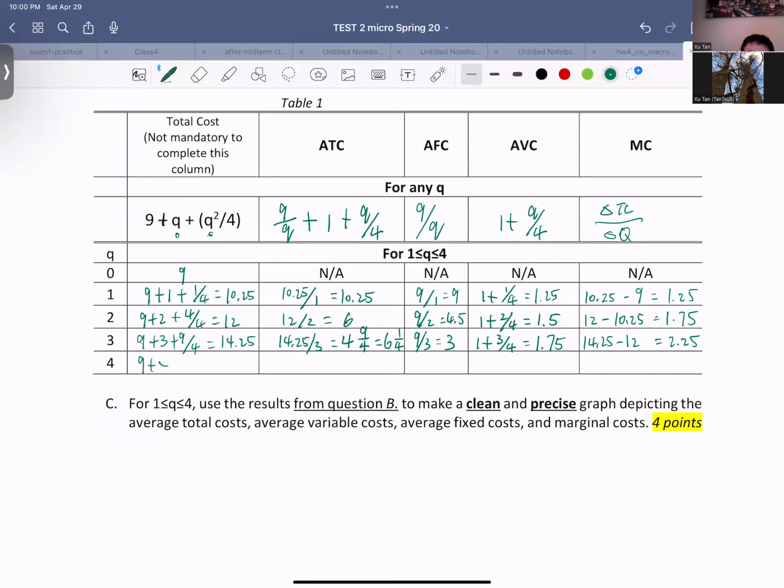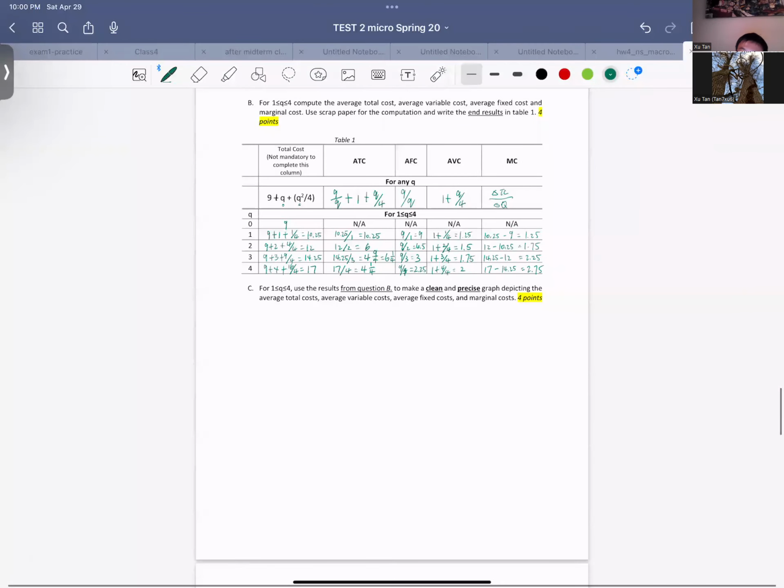9 plus 8, 17. Average total cost is 17 divided by 4, 4.25. The average fixed cost is 9 divided by 4, which equals 2.25. Average variable cost 1 plus 4 divided by 4 equals 2. Marginal cost is 17 minus 14.25 equals 2.75. Okay, so we have this table. Now we do a graph.